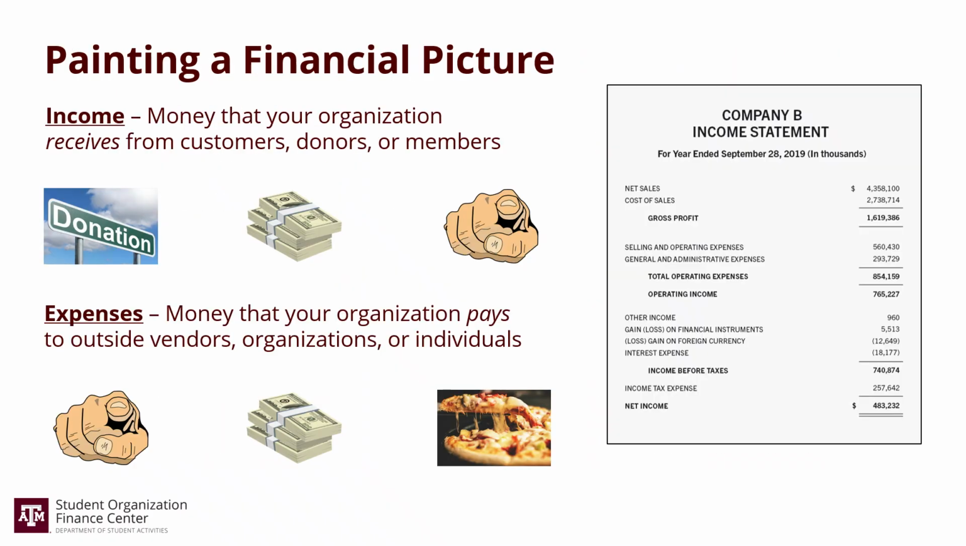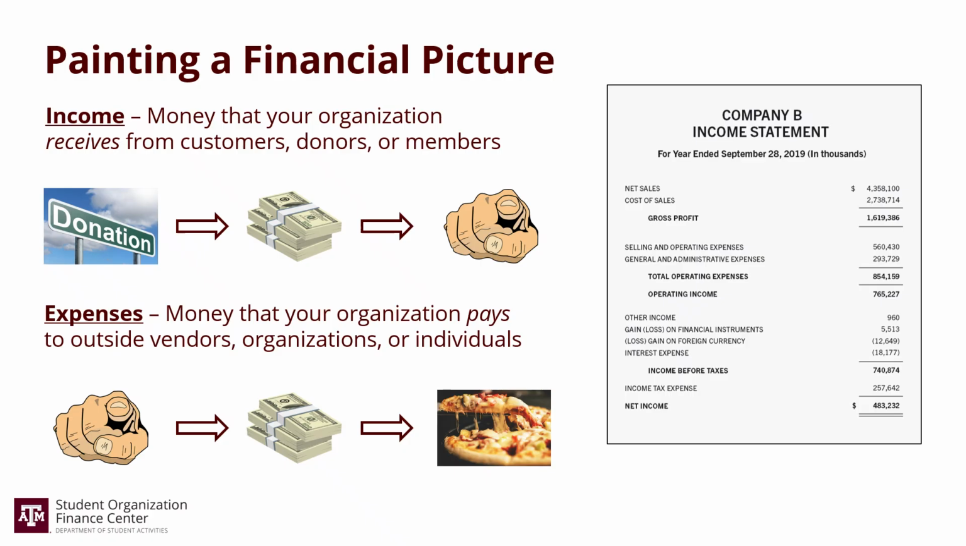Now that we know the why, let's cover some basics of financial transactions. There are two main categories that transactions can fall into: income and expenses. In simple terms, income is any money that your organization receives, and expenses cover any money that your organization pays. In other words, income increases your account balance and expenses decrease your account balance.